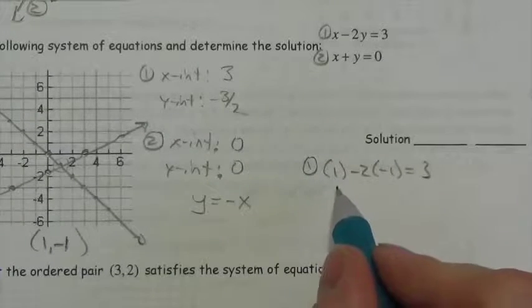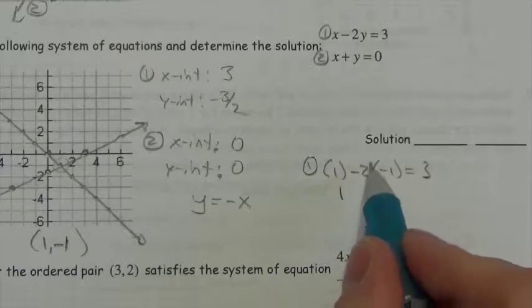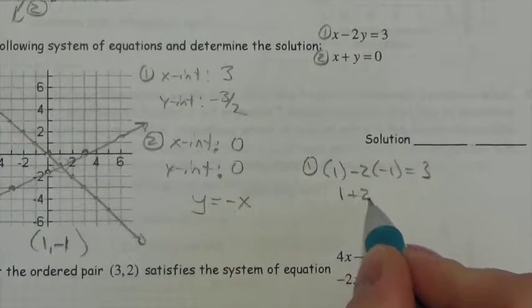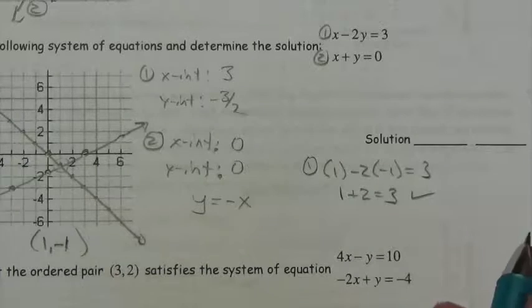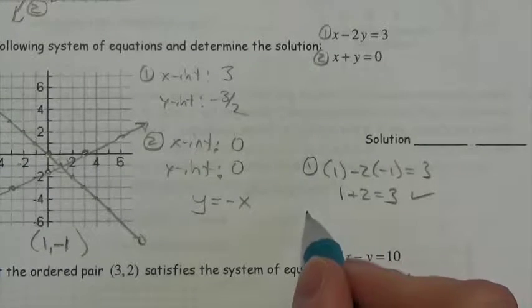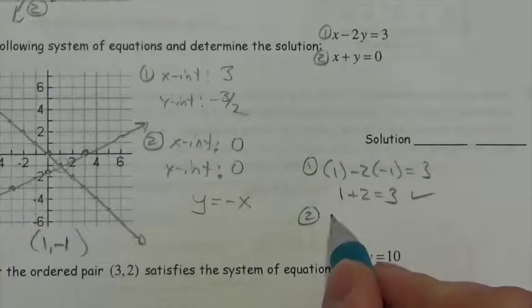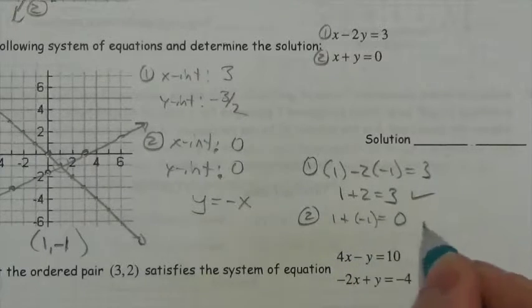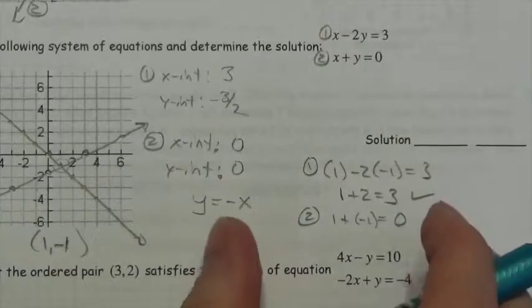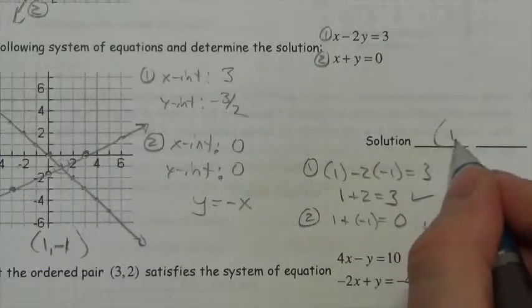Is that true? Negative 2 times negative 1 is positive 2. Is that true? Yes, that is true. So I know that it satisfies that first line. And does it satisfy the next line? If I plug in the point 1 and negative 1, does that equal 0? Yes, it does. And so, yes, I've been able to verify that that is, in fact, the solution that I was looking for.